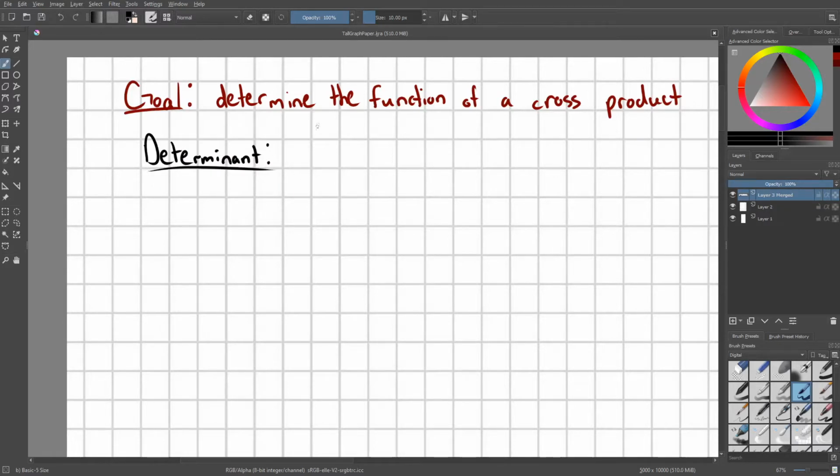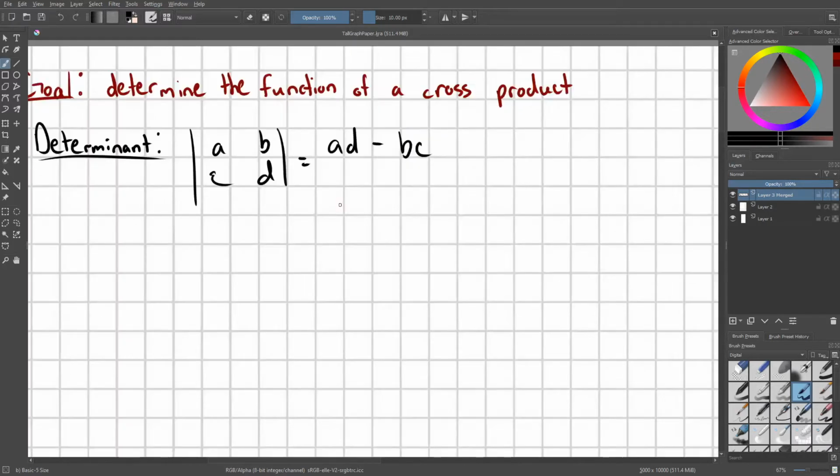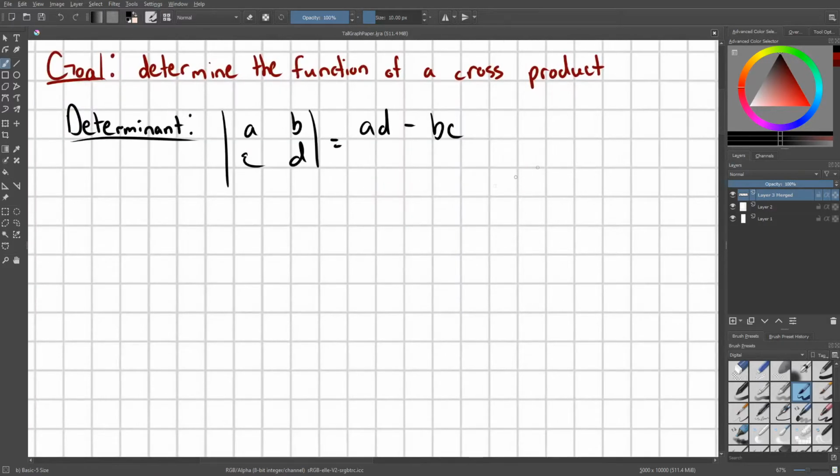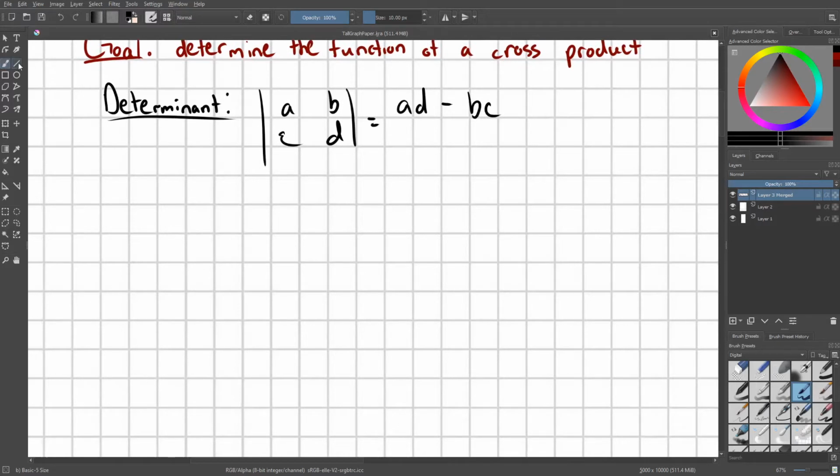Let's start with the raw definition. If we have a matrix that goes A, B, C, D, the determinant, which I'm going to use these bars to represent, is AD minus BC. The problem is that's a very forced and ambiguous, vague definition. So let's discuss this in more detail.